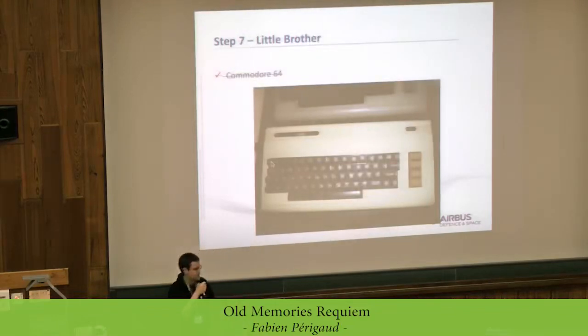Step 7, little brother. So, well, when I saw this picture, I thought it was a Commodore 64, but there was a hint, little brother, so this isn't the Commodore 64, but the Commodore VIC-20. I didn't know it.